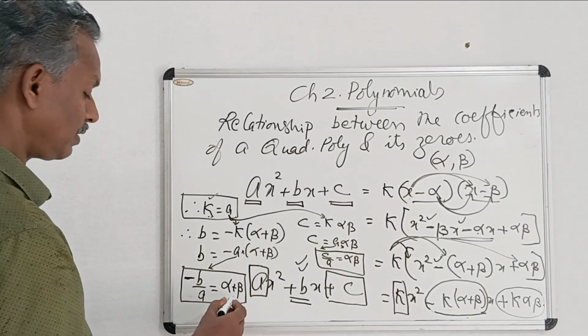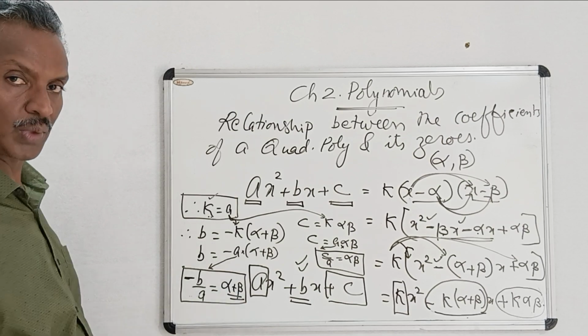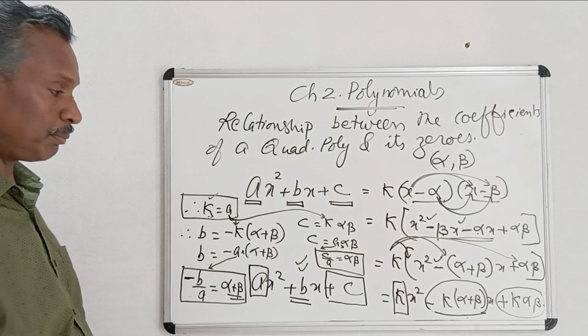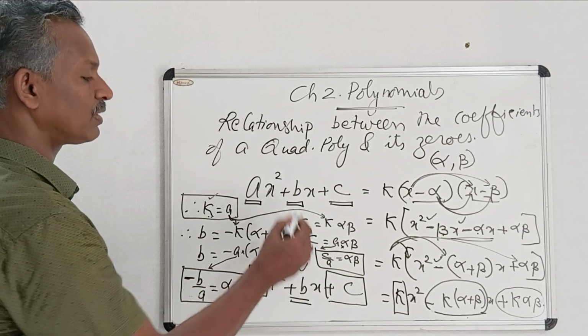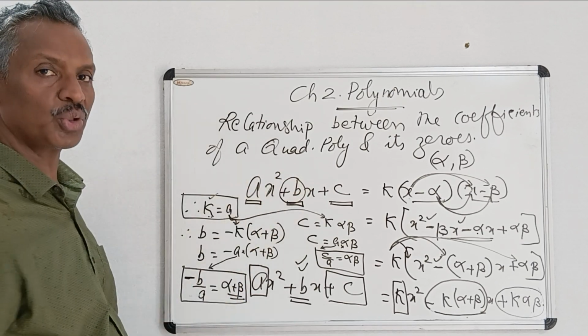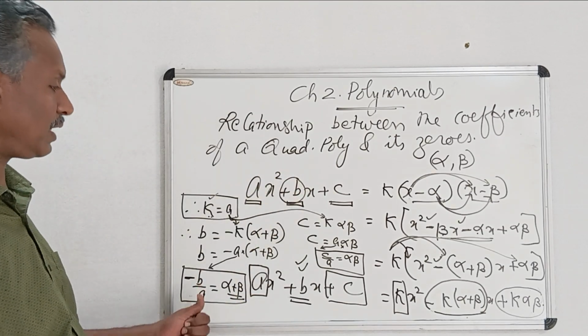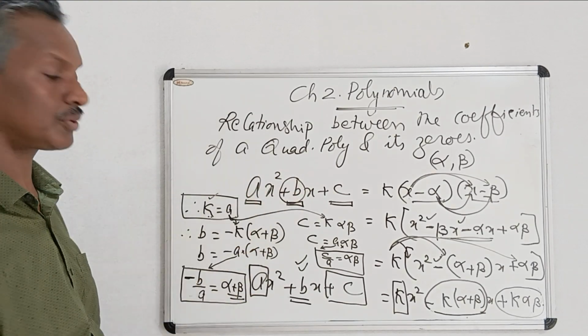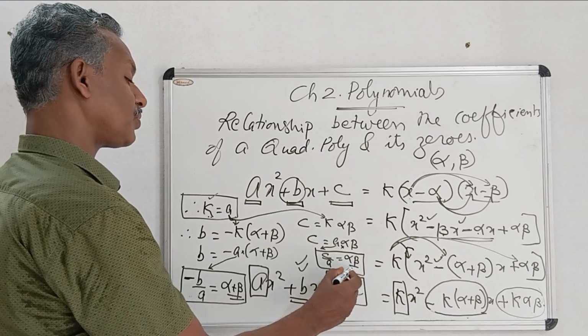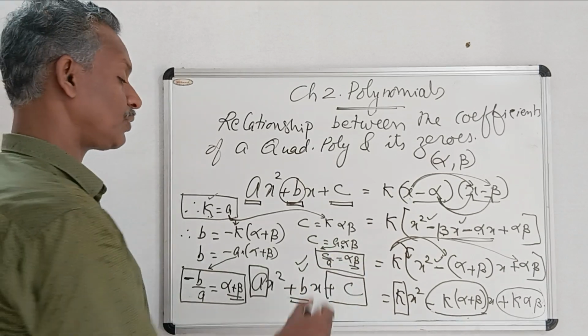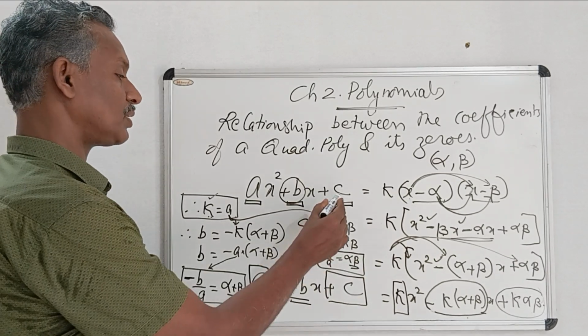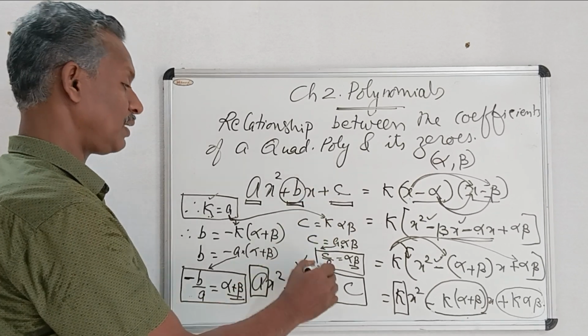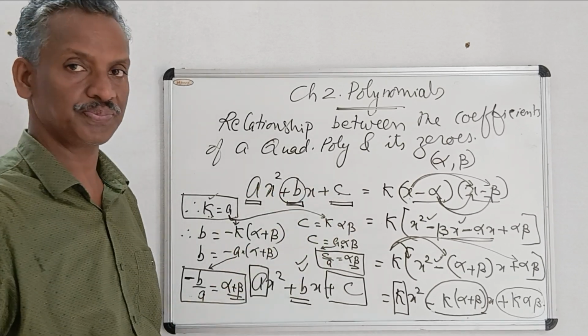So we say sum of zeros is equal to minus b by a. b means the coefficient of x, a means the coefficient of x square. Product of zeros, that is alpha into beta, is equal to c by a. c means the constant term, by coefficient of x square.